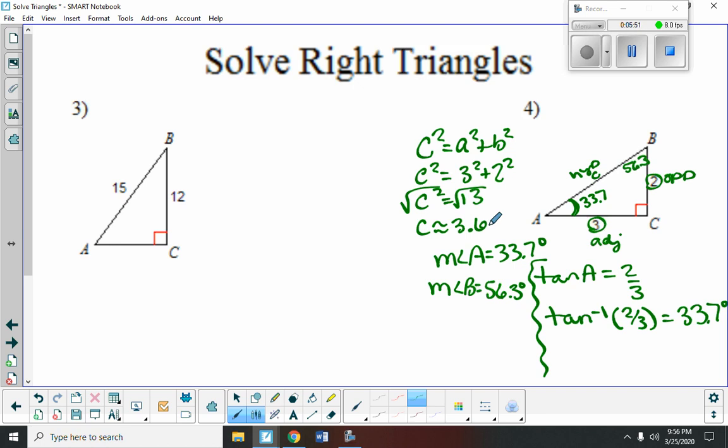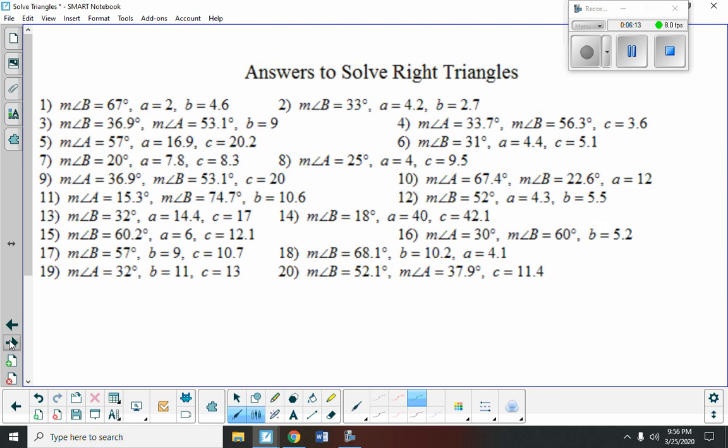So I have this triangle for you. I would like you for sure to do the front page. Maybe I would even say go through 14 for me. You have the key. If you feel like you need more practice, you can do more, but your assignment is to do 1 through 14 on the Solve Right Triangles sheet. And here is the key for that.